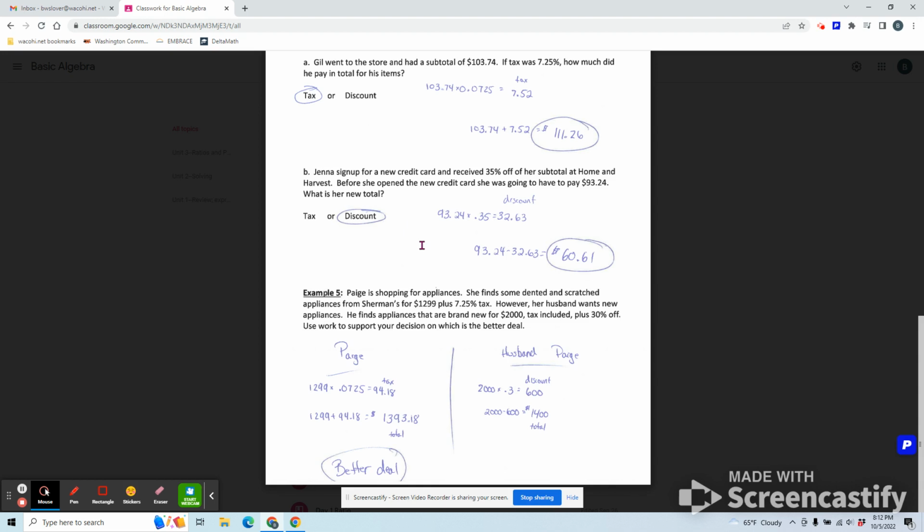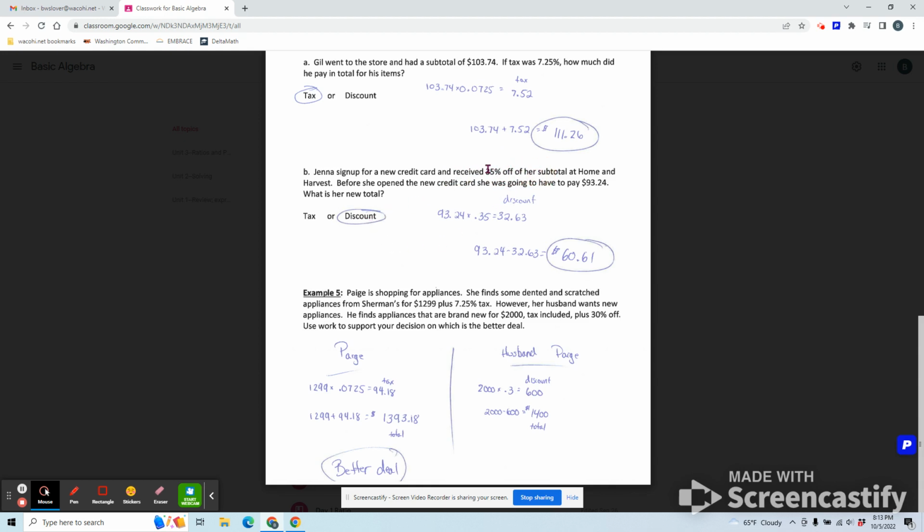Letter B is saying Jenna signed up for a new credit card and received 35% off her subtotal at Home and Harvest. Before she opened the new credit card, she was going to have to pay $93.24. So it's saying that she's receiving 35% off of her subtotal. So that means that's a discount.